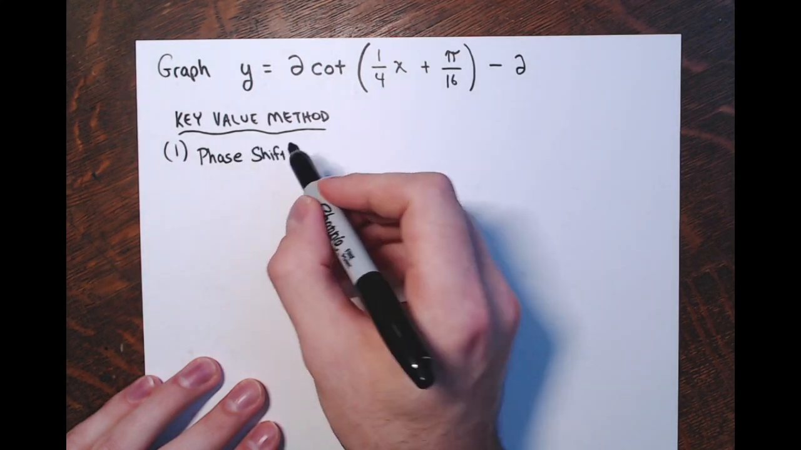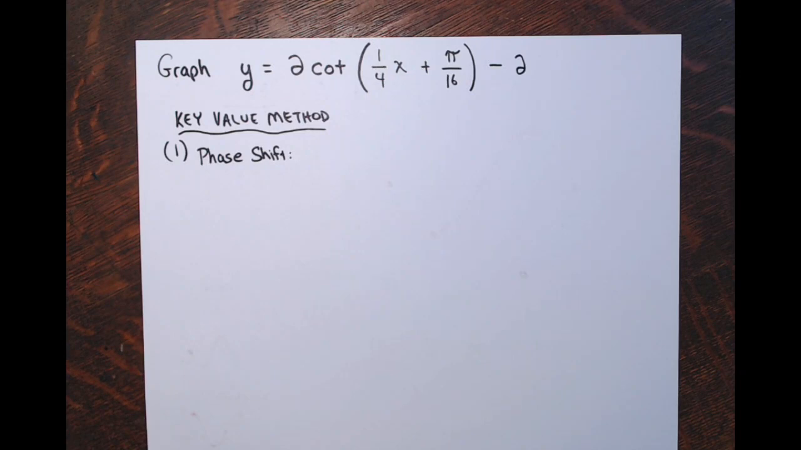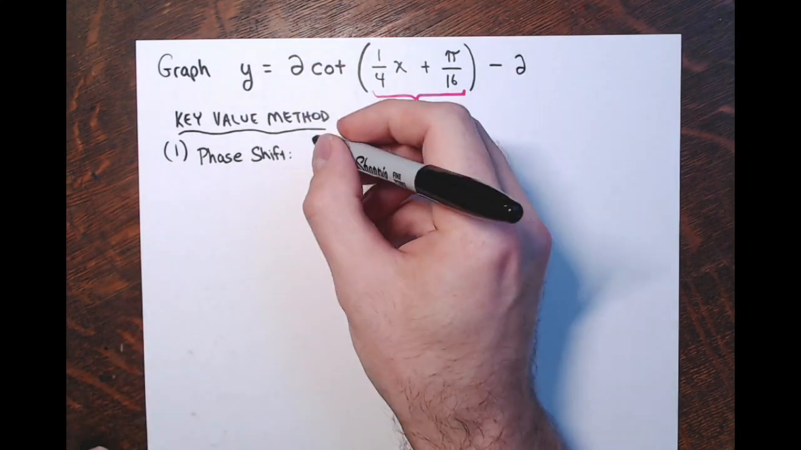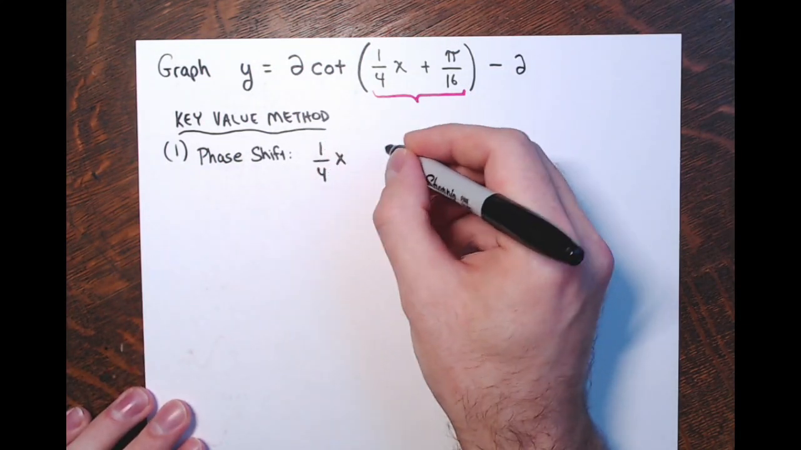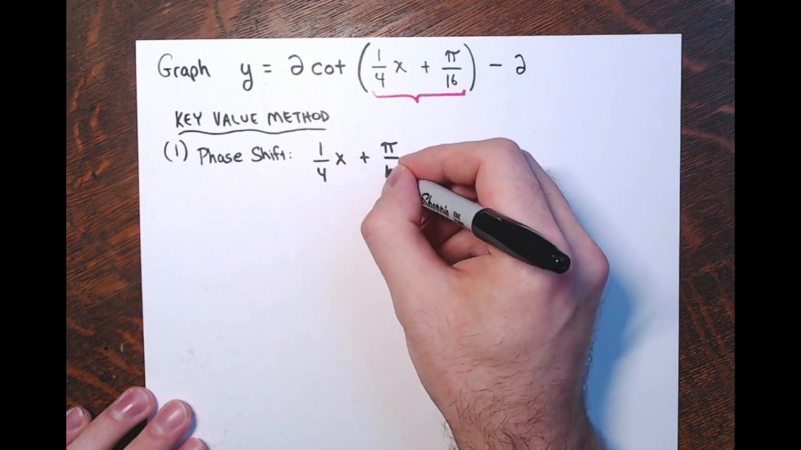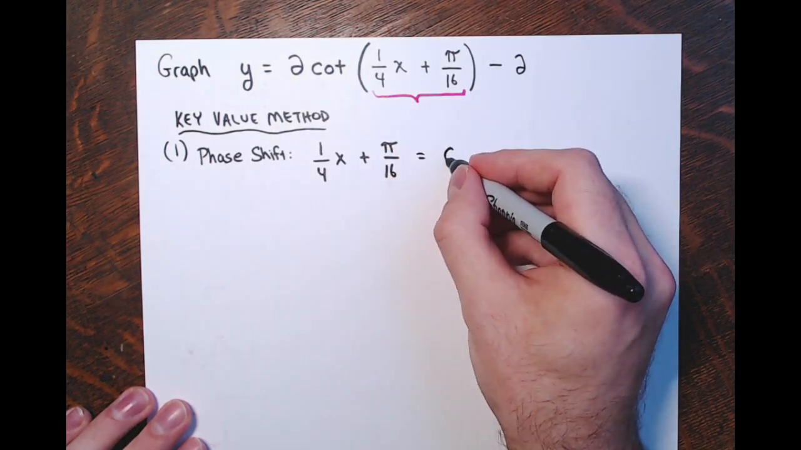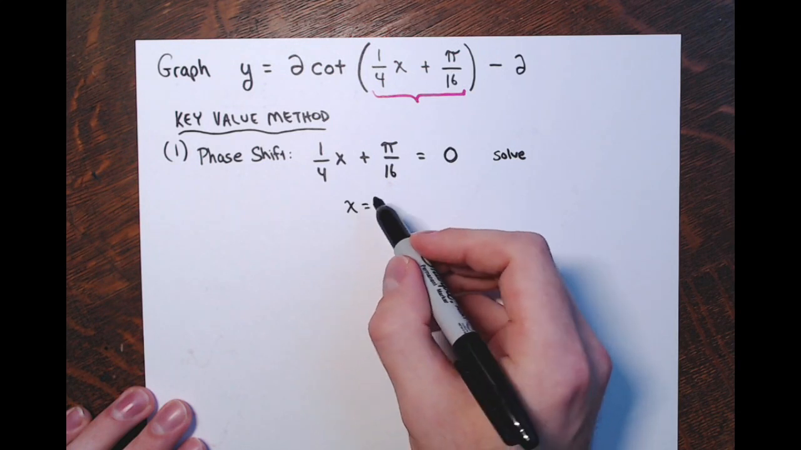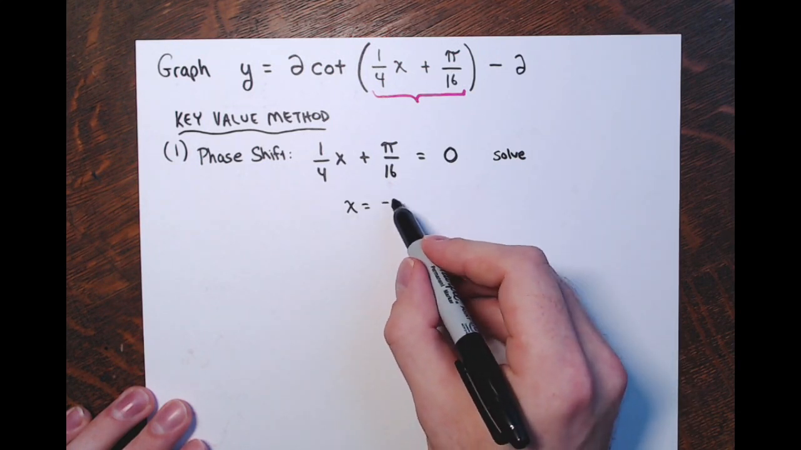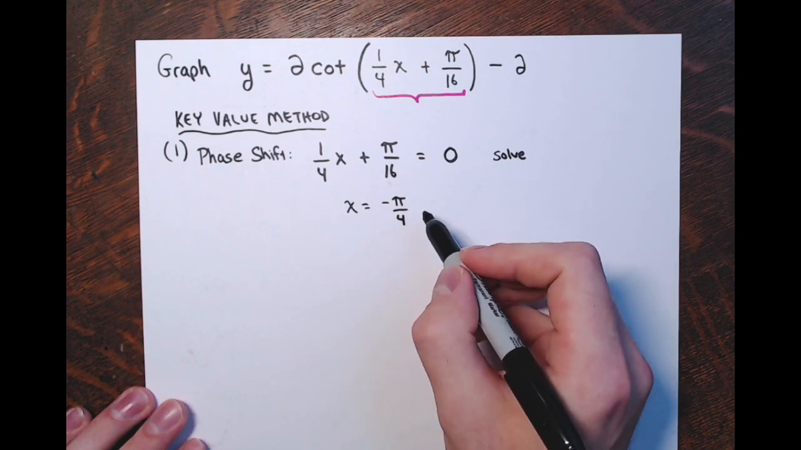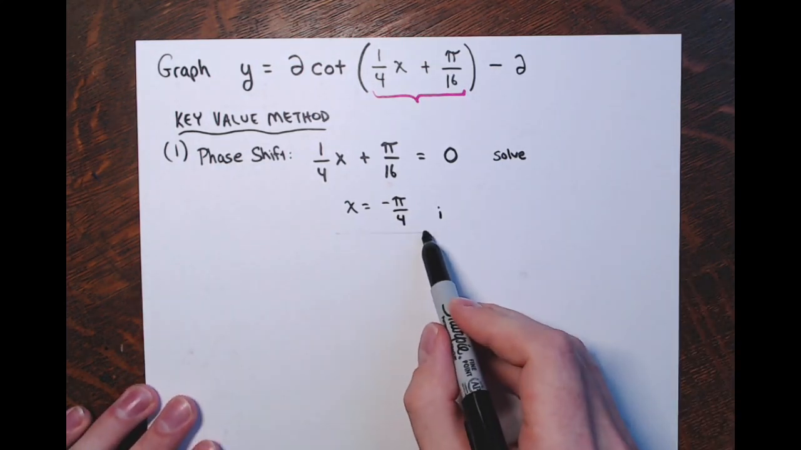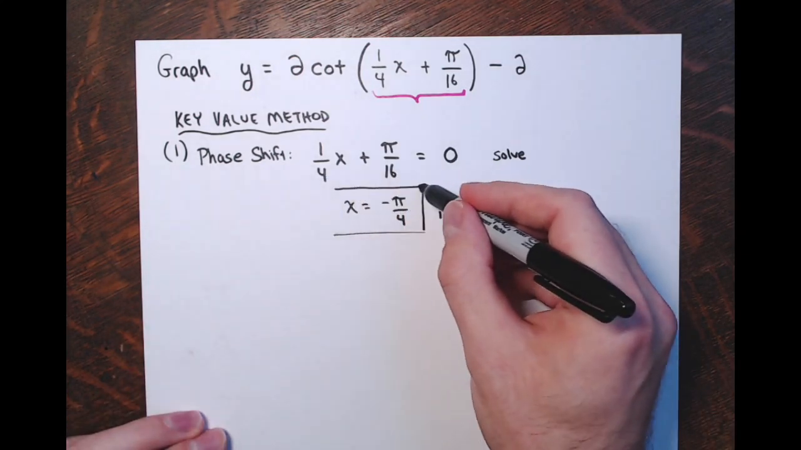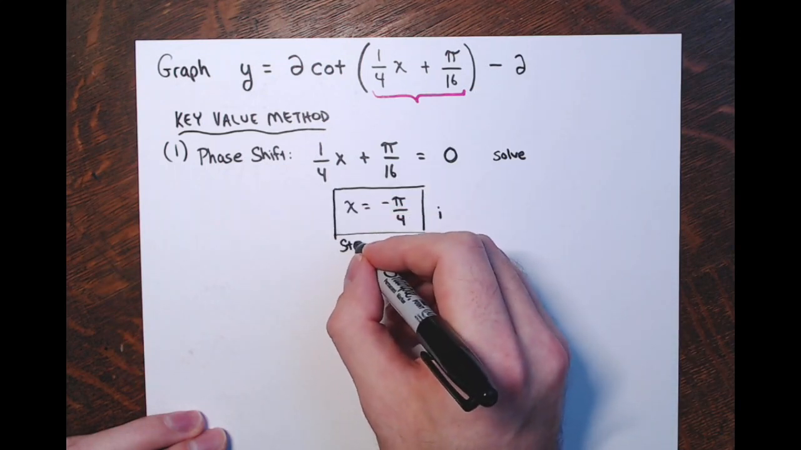I determined the phase shift, and that was taking the expression inside the trig function, right, so this 1/4 x plus pi over 16, and I set that equal to 0 and solve for x. So this would be x equals negative pi over 4. Right, I would subtract pi over 16 and multiply by 4. This value right here, negative pi over 4, is where I'm going to start my graph.